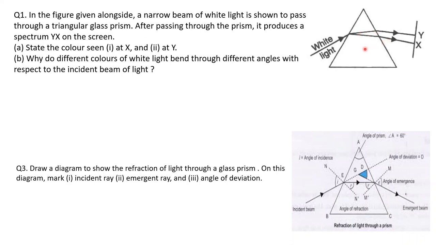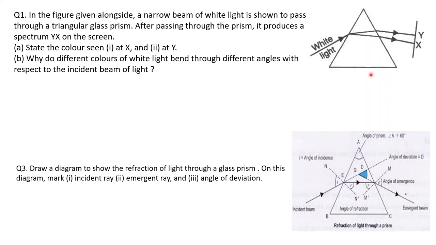In case of a triangular prism, they travel with different velocities. There are two processes happening here, refraction and dispersion, or the splitting of light, right? This splitting of light takes place because of the different velocity with which all the constituents of white light travel. So the fastest is red, so that deviates less, and the slowest is violet, so that deviates the most. So red always forms the upper part of the spectrum, and violet forms the lower part of the spectrum.